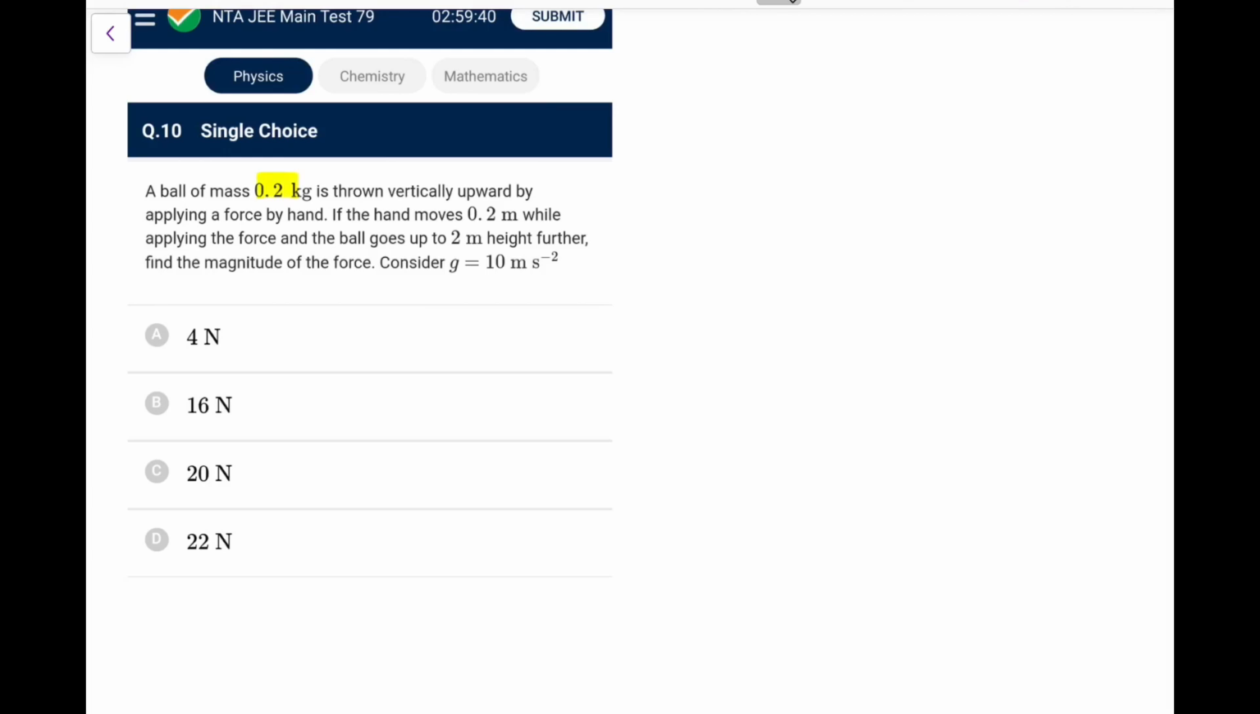Next, you have a ball of 0.2 kg thrown vertically upwards by applying a force by hand. Hand goes 0.2 meter while applying the force, ball goes 2 meter height further, find the magnitude of the force.